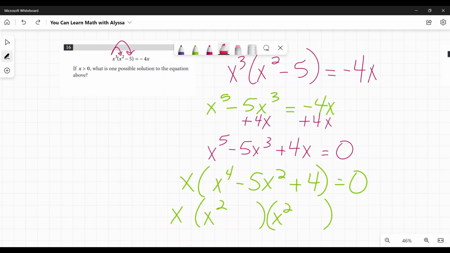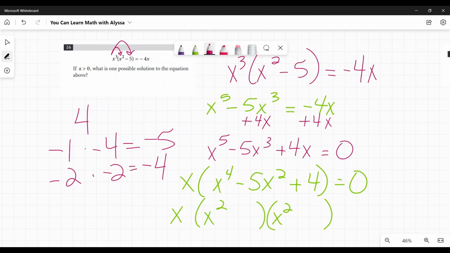So what multiplies to positive 4 but adds to negative 5? To add to a negative but multiply to a positive, they both have to be negative. So what are my factors of 4 that would be negative? That'd be negative 1 times negative 4, or negative 2 times negative 2. If I add those together, negative 1 plus negative 4 is negative 5. Negative 2 plus negative 2 is negative 4. All right, there's my negative 5. That's the one I wanted.